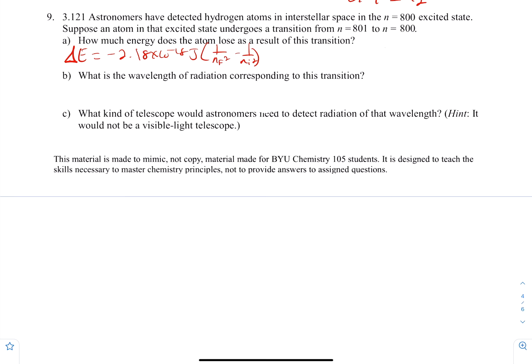times 800, the inverted 800. So the n final, what is n final? N final is going to be 800, and n initial is going to be 801. Right, because it started there going down, so we're emitting, and so we're losing energy. So 800 squared inverted minus 801 squared inverted.